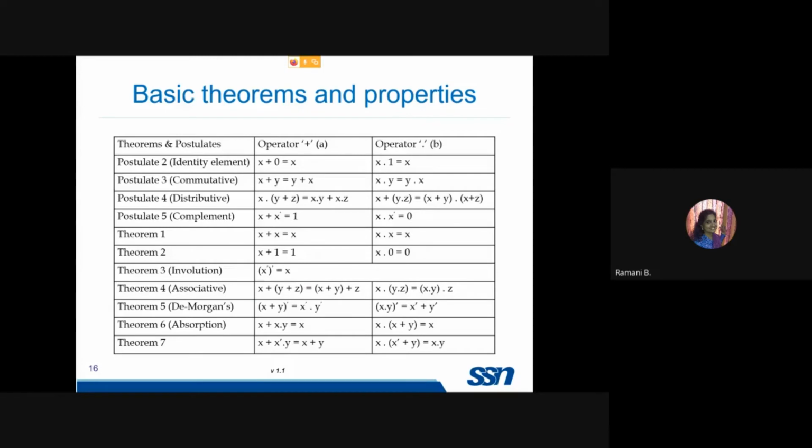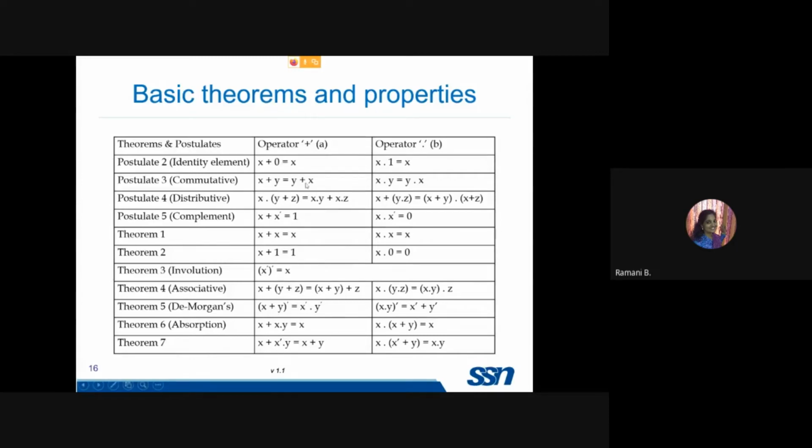So after this, we have certain basic theorems and their properties. Put together, I have given both the postulates as well as the theorems over here. The first postulate is that of the identity element, that is x plus e equal to x, or x dot e equal to x, with respect to both the plus and dot operators. That is what is mentioned over here.